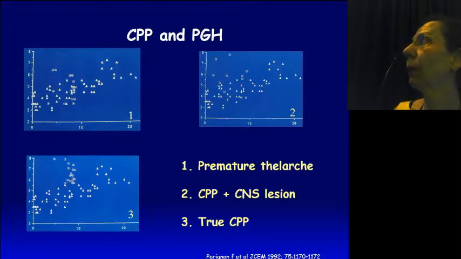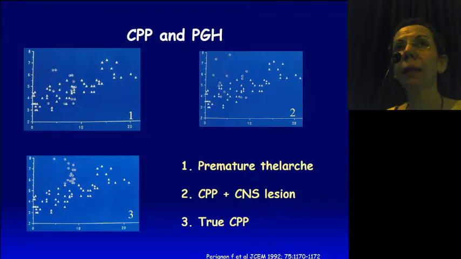And what happens to these two cases, to these two dots? These were two cases presenting clinically as premature thelarche. We did an MRI and we found that the pituitary gland height was higher, and then those children developed central precocious puberty. So there is a value of the MRI and of measuring the pituitary gland height.